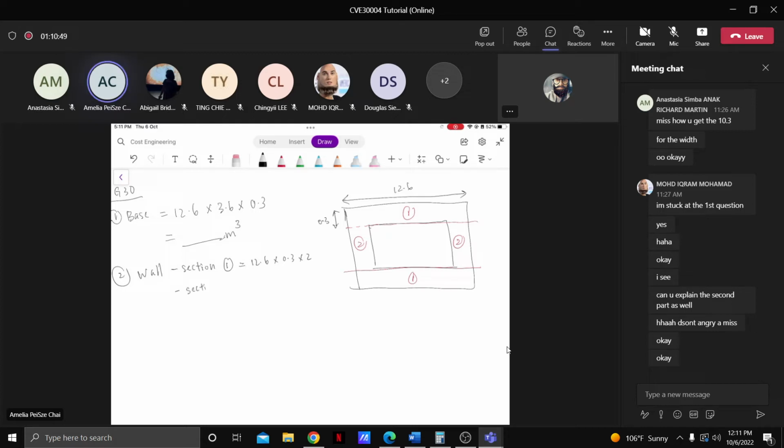Section 2 equals 3 times 0.3 times 2. Later on, section 1 multiplied by 2 plus section 2 multiplied by 2, because 1, 2, 1, 2. Okay, that's it for concrete. Concrete is just volume, so this one is in meter cube also. So just split up everything.